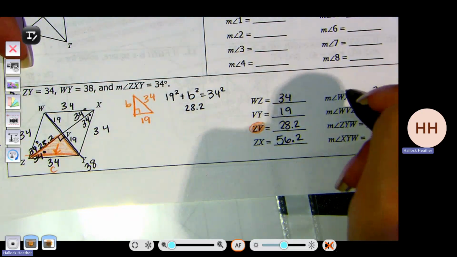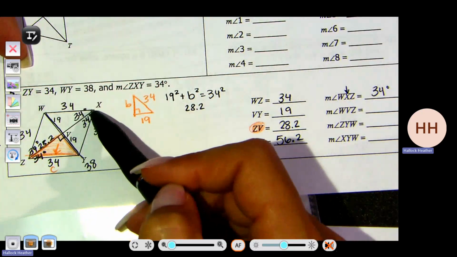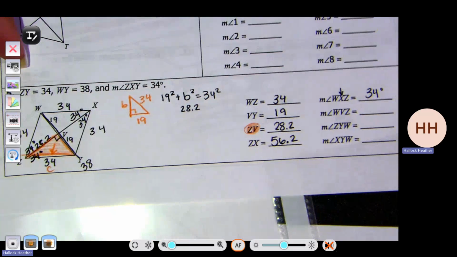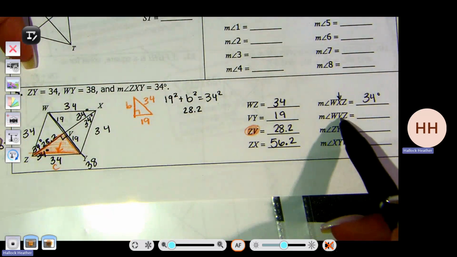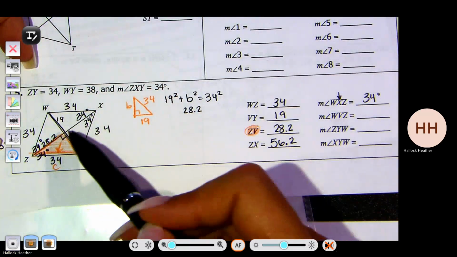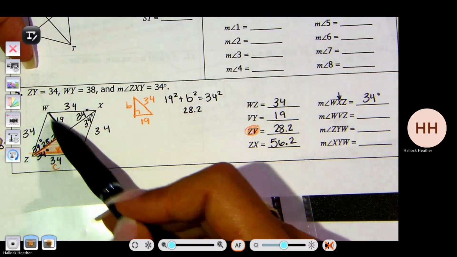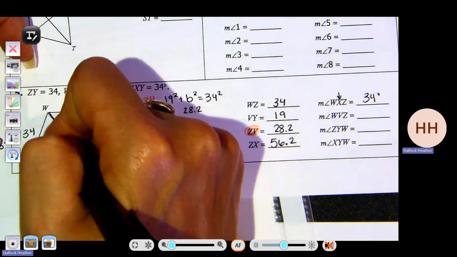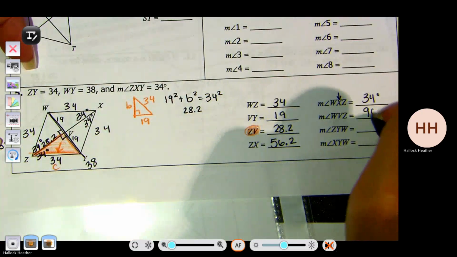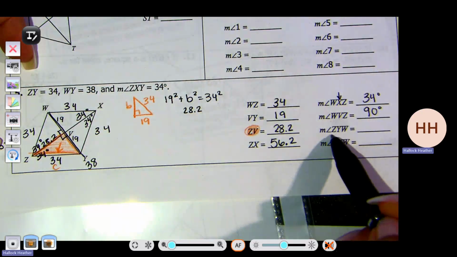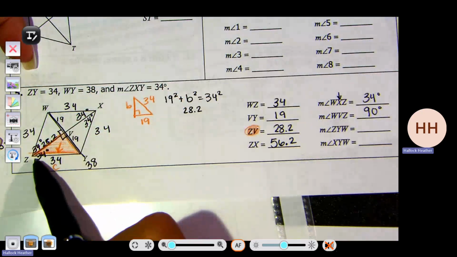34. Because it's just talking about the middle letter, which is X. It doesn't want all of X, it just wants half of it. So what about WVZ? 90, because each corner is going to mean 90. And then ZYW.